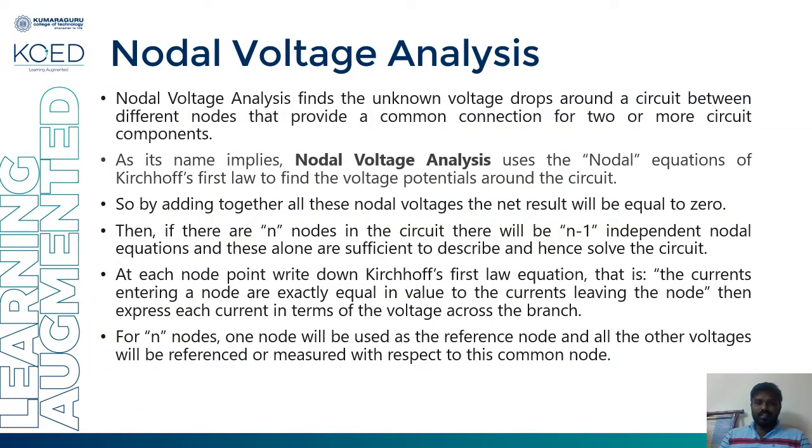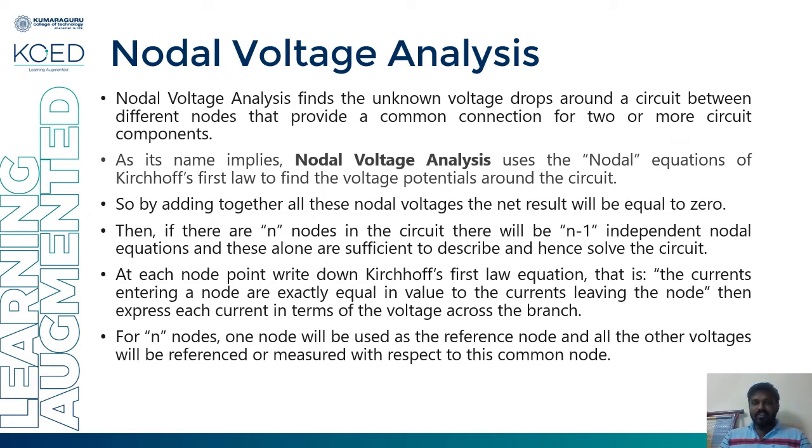Node voltage analysis finds the unknown voltage drop around the circuit between different nodes that provide a common connection for two or more circuit components. As the name implies, node voltage analysis uses the nodal equation of Kirchhoff's first law to find the voltage potential around the circuits. Kirchhoff's first law is nothing but Kirchhoff's current law. By adding together all these currents at a node, the net result will be equal to 0.